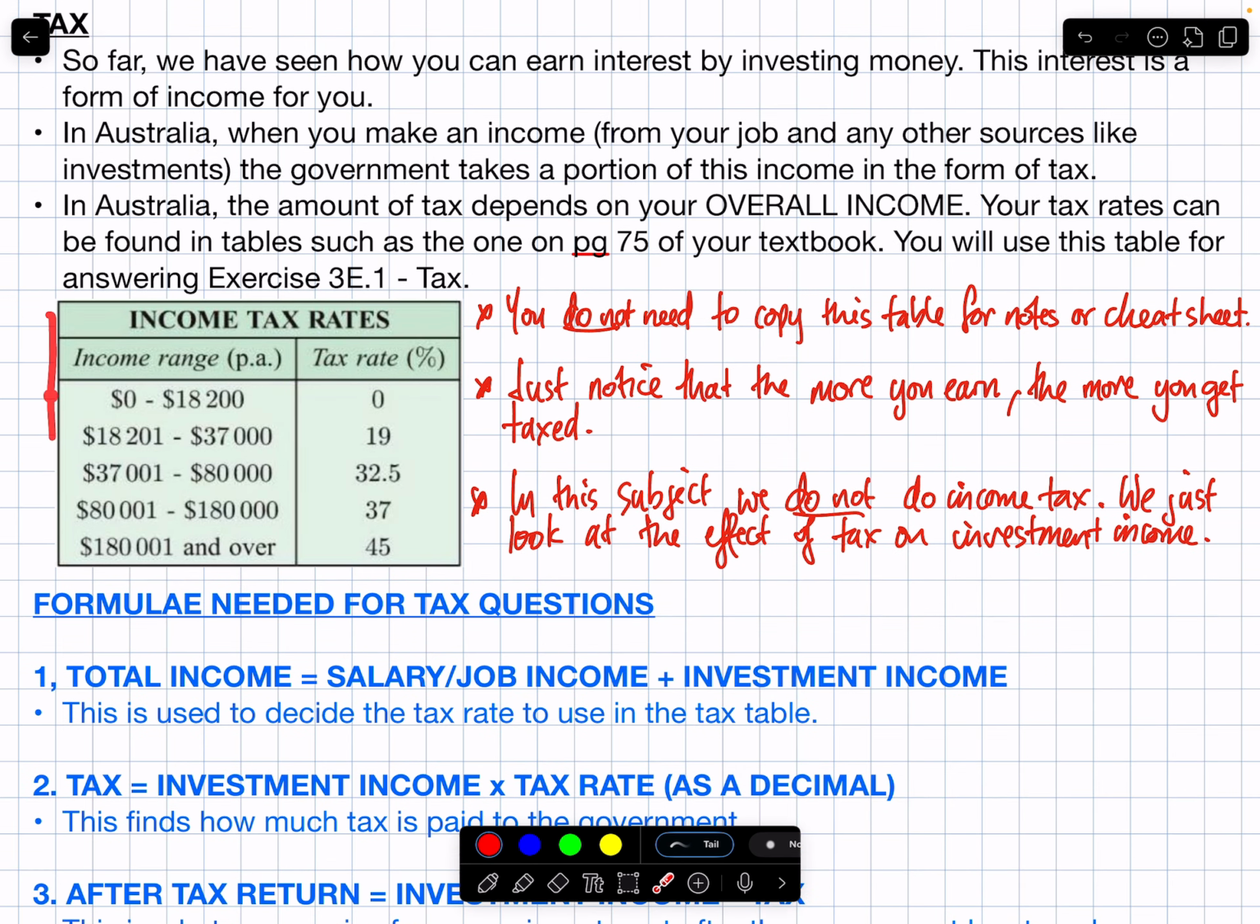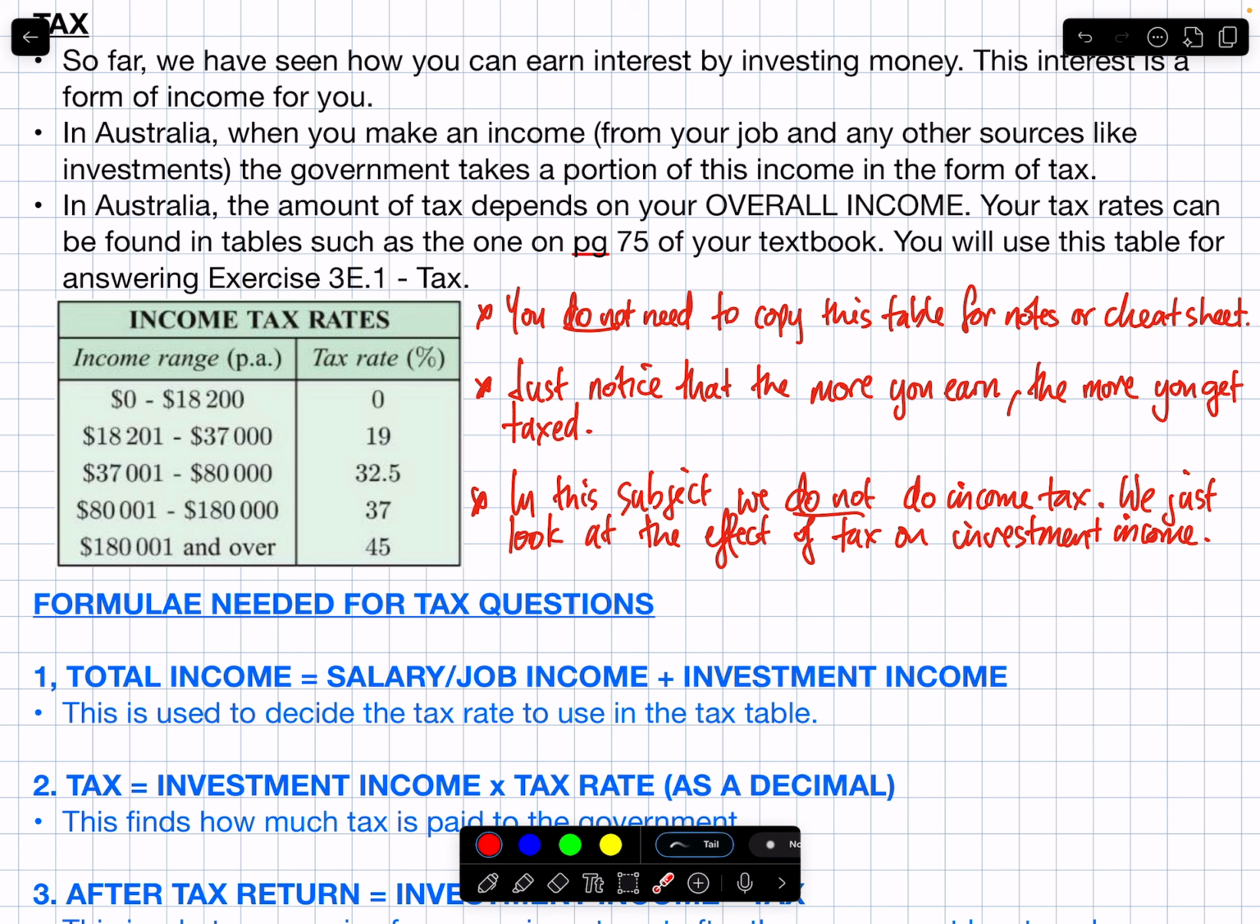This is an example of a tax table. This is up to date. The tax rates have changed recently. So you can see if you earn between $0 and $18,200, you're not going to pay any tax. If you earn between $18,200 and $37,000, 19% tax. So the more that you earn, the more tax that you pay, the higher the percentage of your income the government takes. Now, you don't need to copy this table for notes or cheat sheet. Just please notice that the more you earn, the more you get taxed.